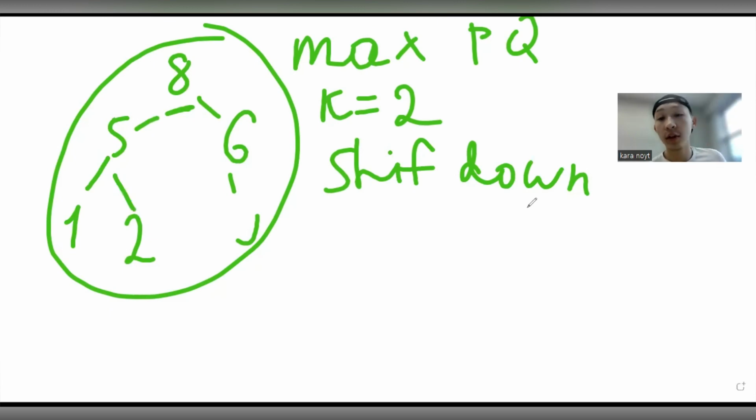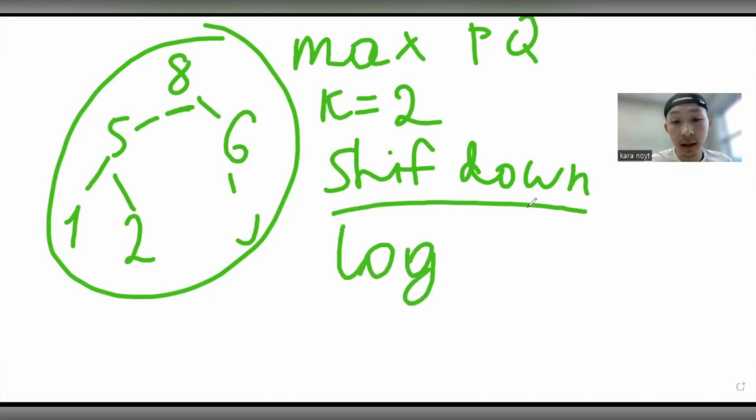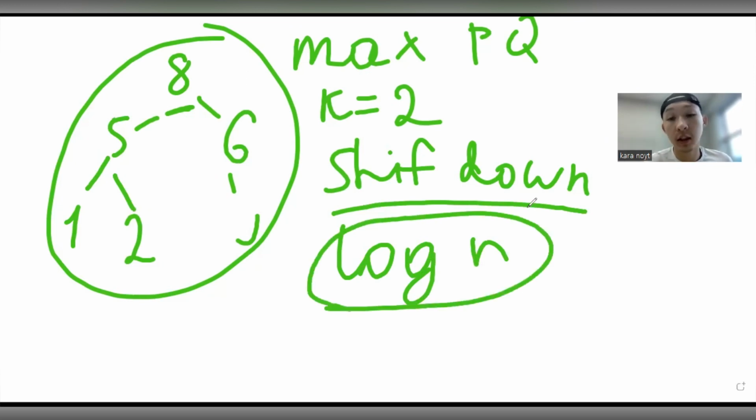So here, as you can see, it's in its ordered place. It's like sorted. So we shift it down. However, it takes some time, log n. As you can see, it's like binary, so we only consider logarithmic n time.